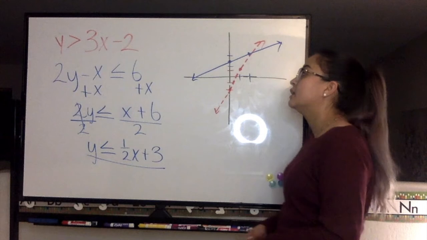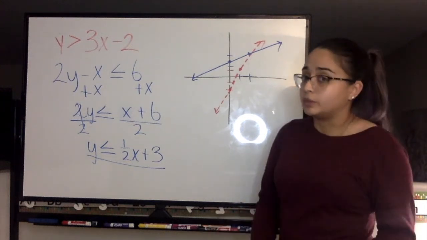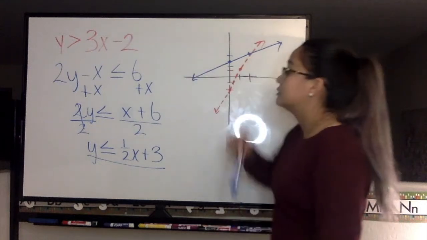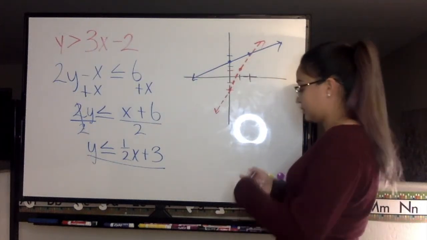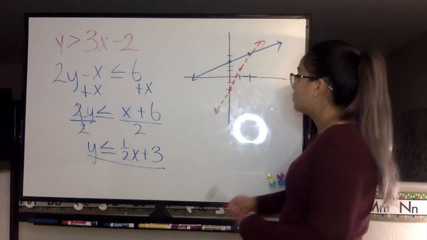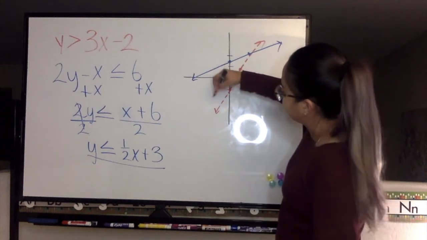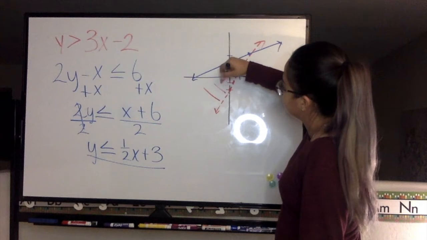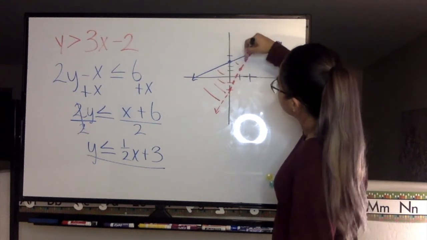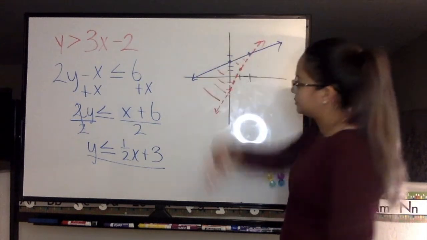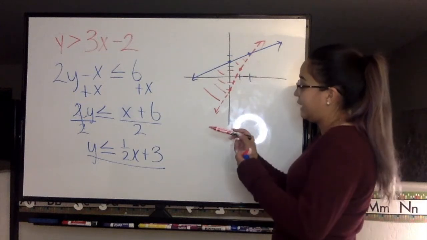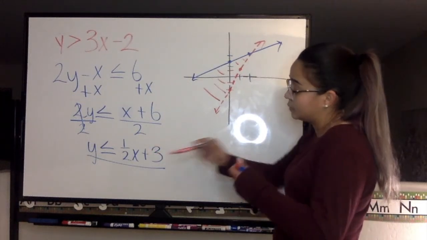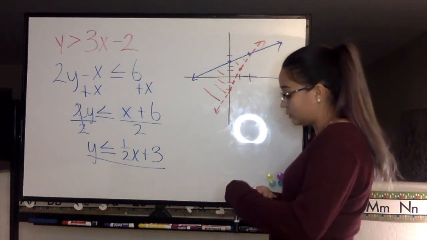Now, what side are we going to be shading? On our red line, y is greater than. Since it's greater than, we're going to be shading above our line. So like this. This part, pretty much. And the second equation is less than or equal to.